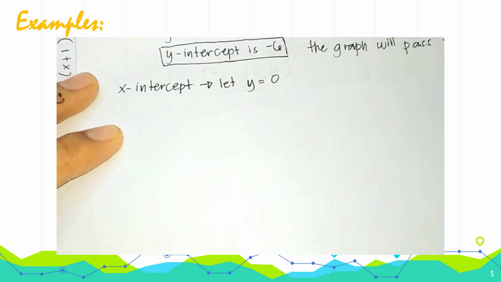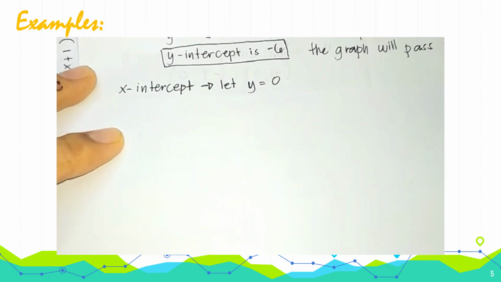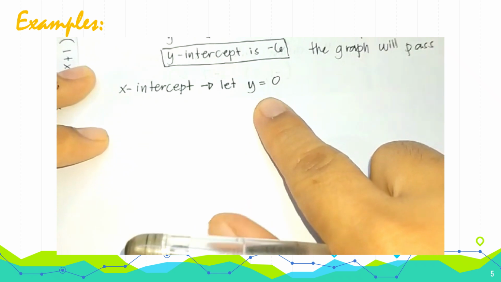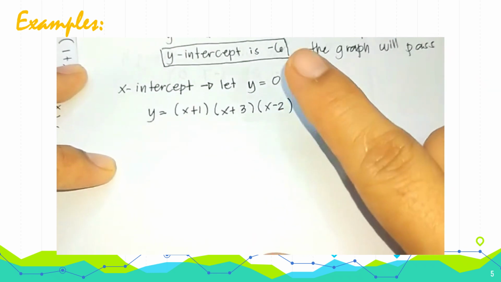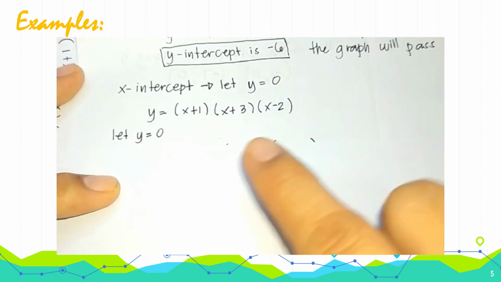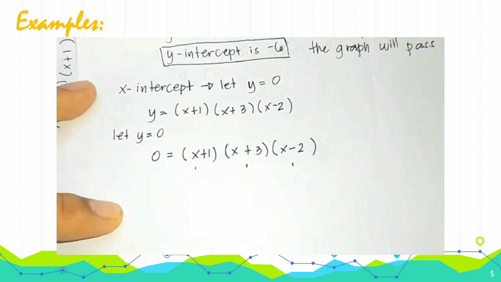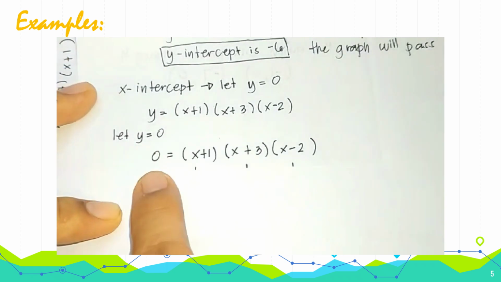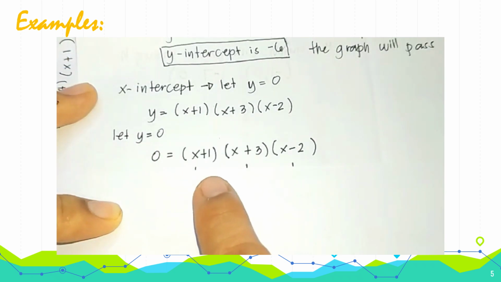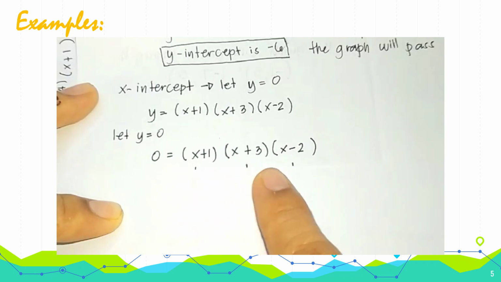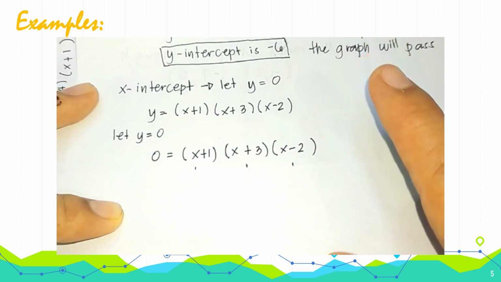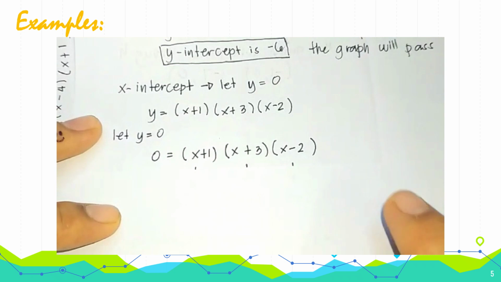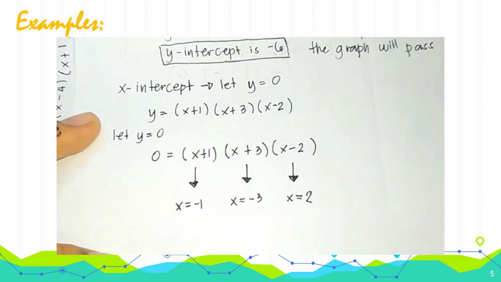We also need to find the x-intercept. So we let y be equal to 0. If this is our equation, we write it as 0 is equal to the quantity x plus 1, x plus 3, and x minus 2. So we go back to our previous lesson on finding the roots. This will give us x is equal to negative 1, x is equal to negative 3, and x is 2.